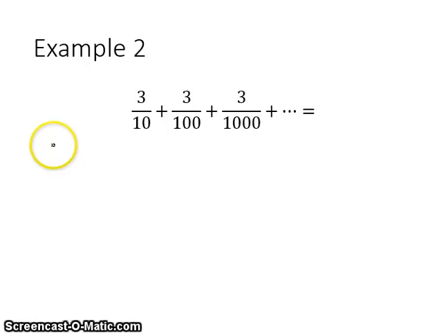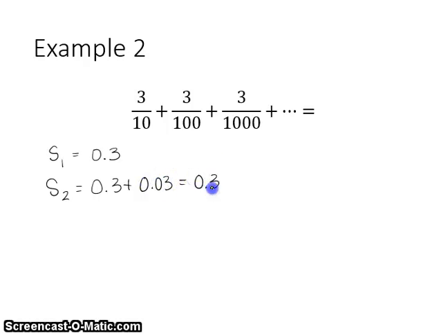Okay. If I look at that series sequence, the first term in the sequence is 3/10, which I'm going to write as a decimal. I'm going to write it as 0.3. The next term is 3/10 plus 3/100, which I'm going to write as 0.3 plus 0.03, which is 0.33. And the next term is 0.33 plus 3/1000, which is 0.003. So that next term is 0.333.